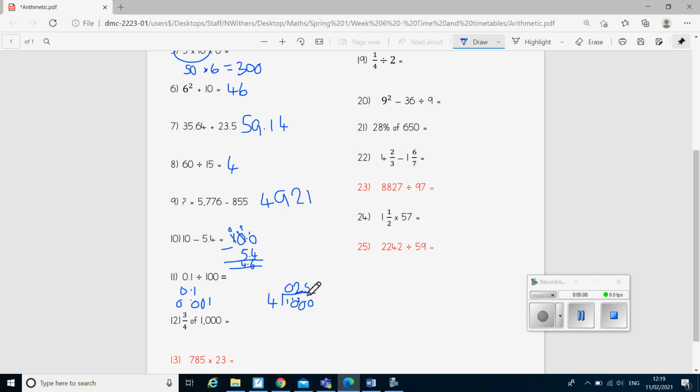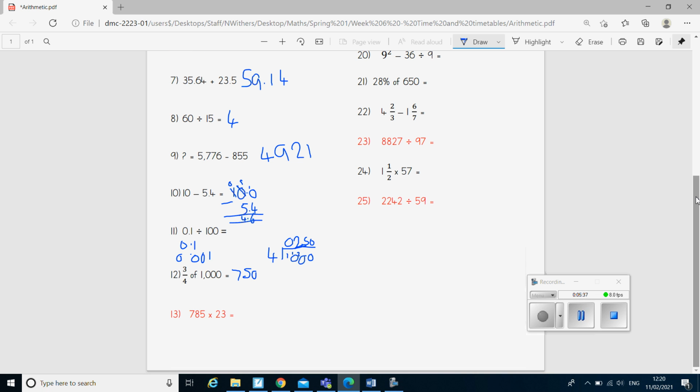That is 5. And then how many 4s into that final 0? None. So that's 250. So first of all, I've divided by my denominator, and then I need to times my answer by my numerator. So I want to know what 3 lots of 250 is. You could do a short multiplication for this, or you might be able to count up in 250s. So 250, 500, 750. So 3/4 of 1000 is 750.